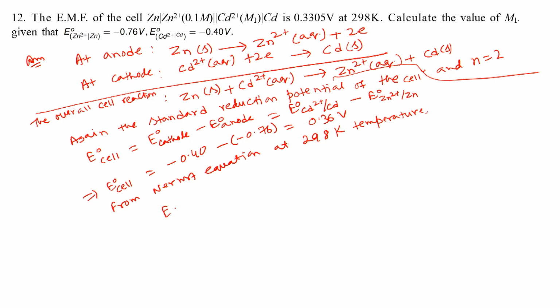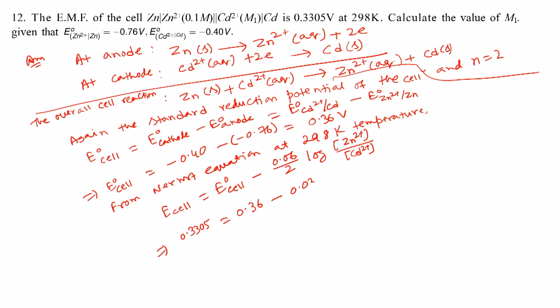We can write E cell is E0 cell minus 0.06 by 2 log concentration of Zn2+ by concentration of Cd2+. Now the value of E cell is given, right? Yeah, E of the cell is given, 0.3305. E0 cell we calculated 0.36, minus 0.03, and log concentration of Zn2+ is also given, 0.1, and the concentration of Cd2+ we need to calculate.